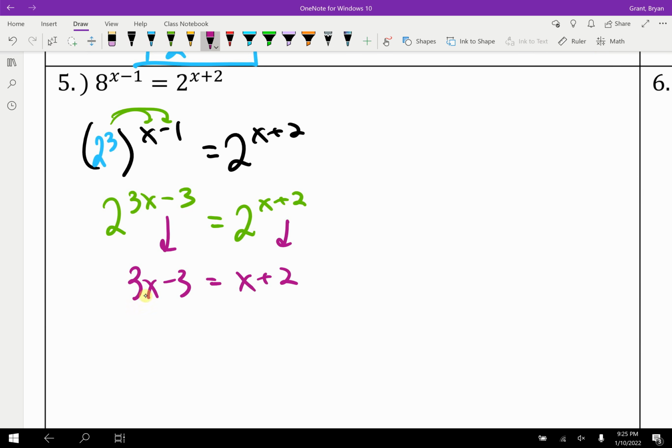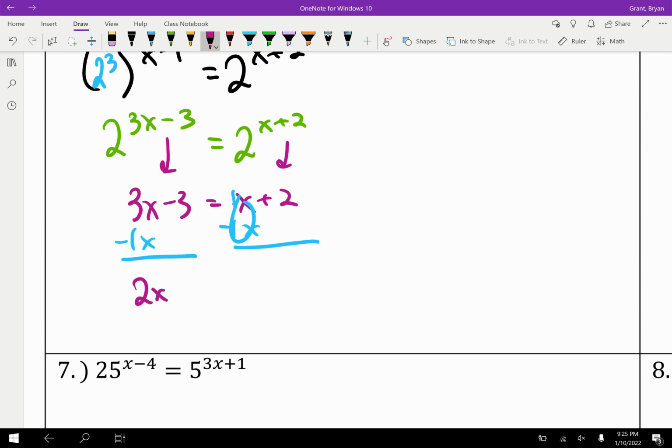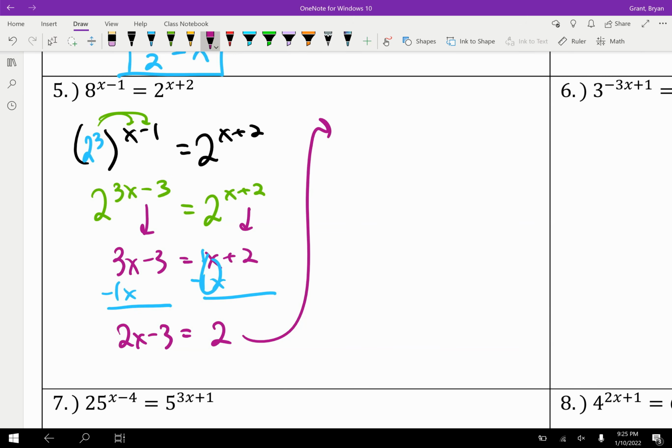Okay, you could subtract 3x from both sides, but if you do that, then you're going to get negative x's. So I'm going to go ahead and subtract 1x from each side. That'll keep my x's positive. That gives us 2x minus 3 equals 2. And I've run out of room here. So 2x minus 3 equals 2. Let's add that 3 to each side.